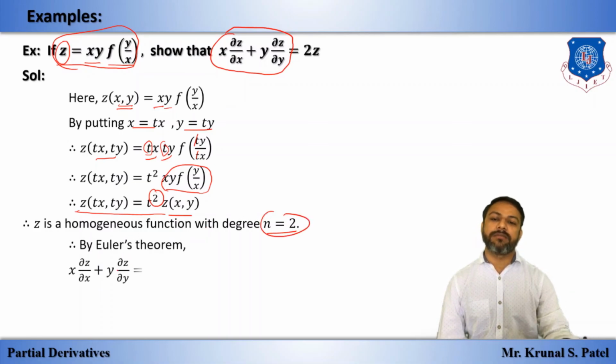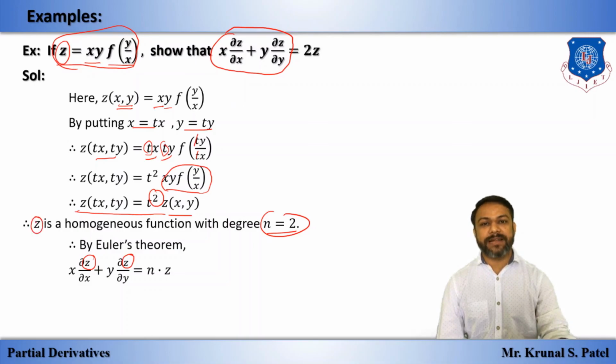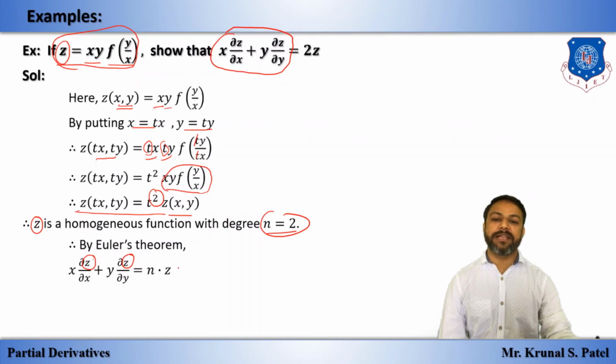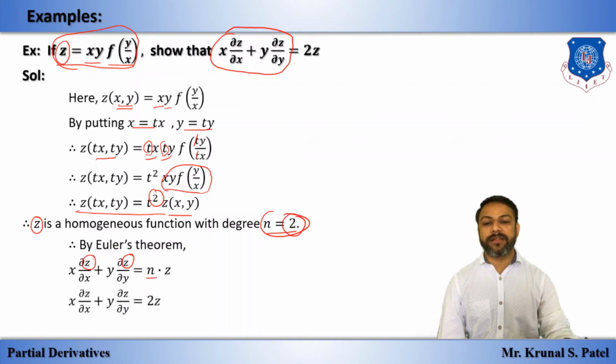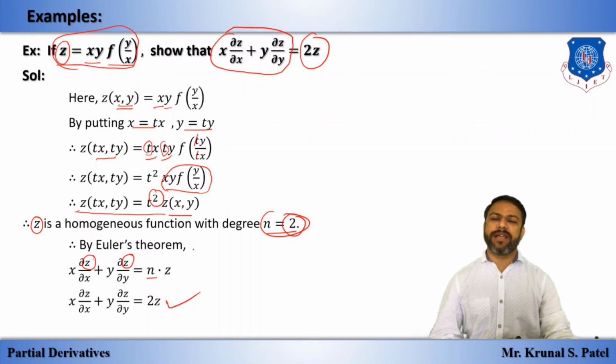And what is Euler's theorem? x del z by del x. Here I am using z because the given function is z. So z is a homogeneous function, and that's why by Euler's theorem, x del z by del x plus y del z by del y is equal to n into z, and n is 2. So by putting 2 here, we have the answer 2z. So easy. This kind of example is very easy. You can do it by yourself.